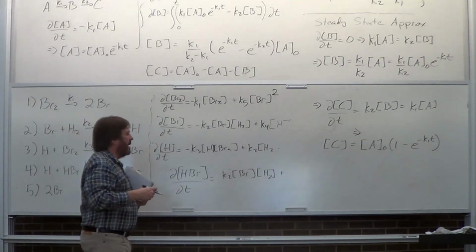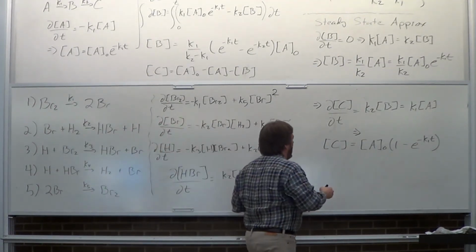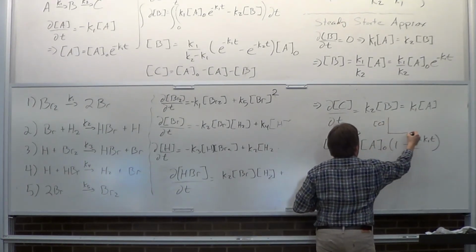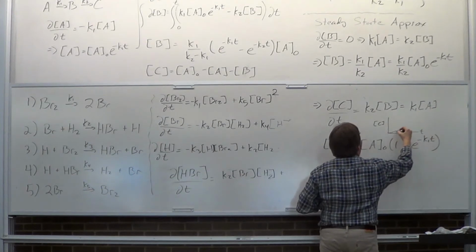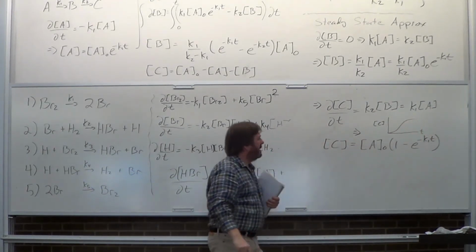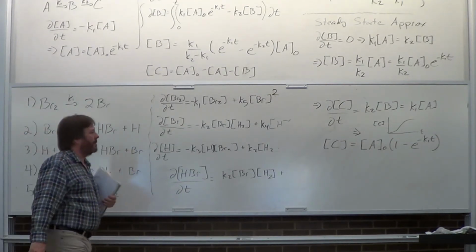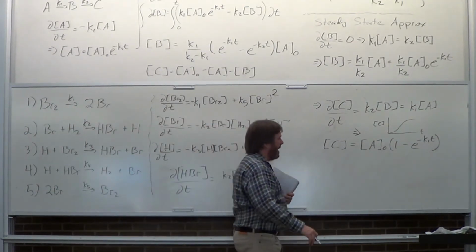Again, if you graph this, it would look like this, by the way. Again, I used to do this all the time, so it looks like that. 1 minus e to the minus kt. Like I say, this is what I did in grad school.